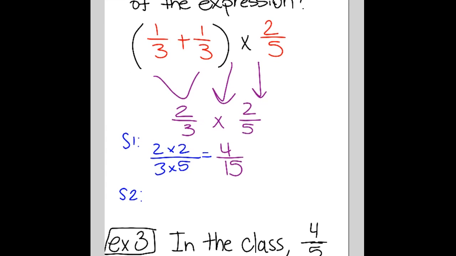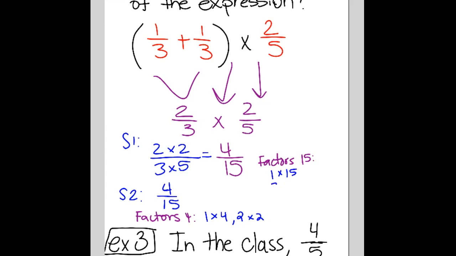So for this case, thinking about it, I really don't feel like we can simplify because our factors for 4 are just 1 times 4 and then 2 times 2. I know that 15, the factors for 15, I'll write that up here, are just 1 times 15 and then 3 times 5. There's nothing else. None of these numbers are the same besides the 1, right? So that means that our 4/15 is our simplified answer.